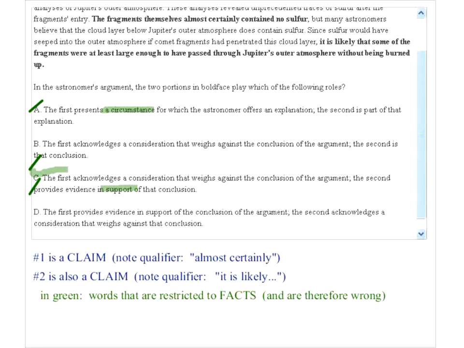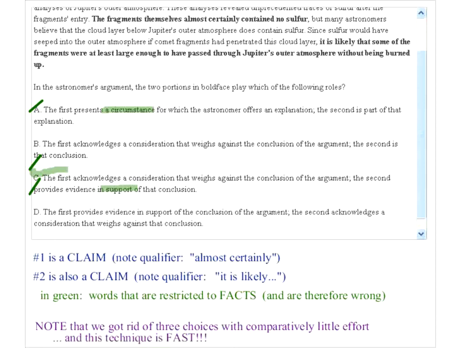And that's the main thrust of today. I mean, you can't necessarily expect to get everything all the time. But note that we got rid of 3 choices with comparatively little effort. And this technique is fast. So that's a good thing.